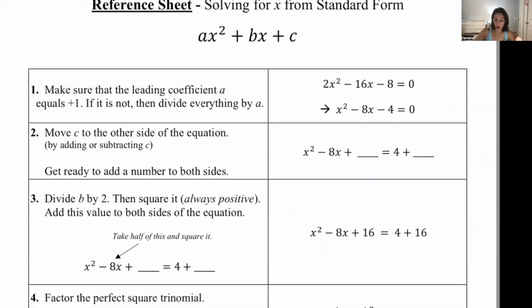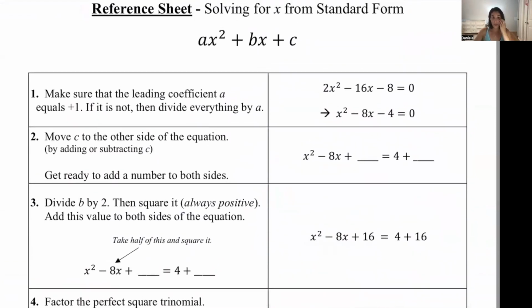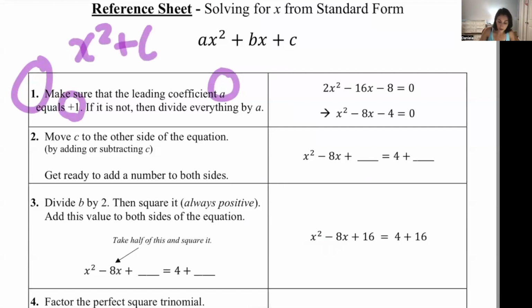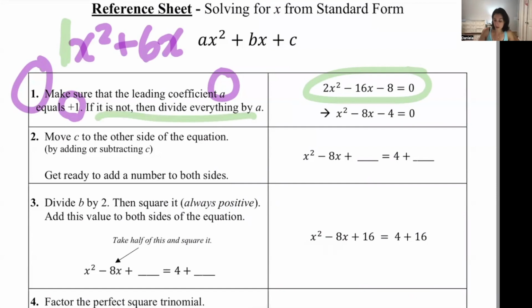So here's the actual completing the square. The very first step is you have to make sure that the leading coefficient a is +1. Remember, in the previous example, we started with an area of x squared plus 6x, and a was 1. That's the only way that it works. In this example here, notice that a is 2. If a is not 1, you have to divide everything by whatever a is. So in this case, we divided everything by 2.